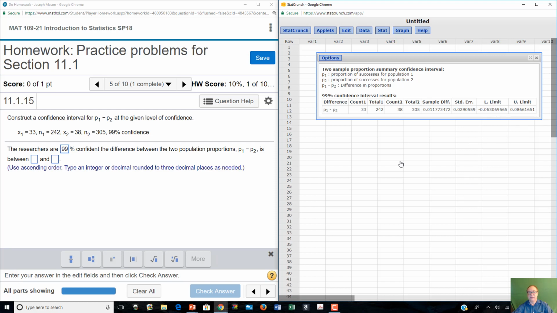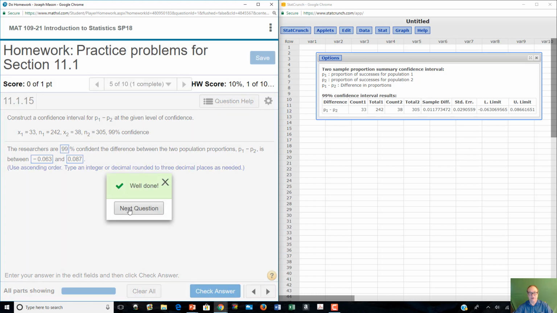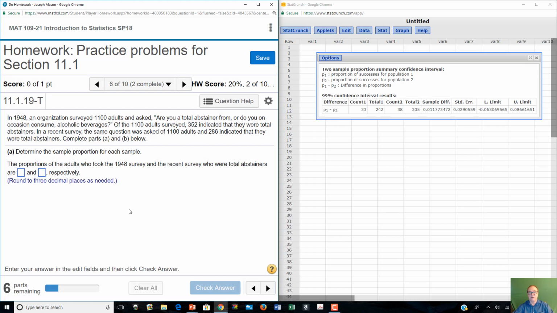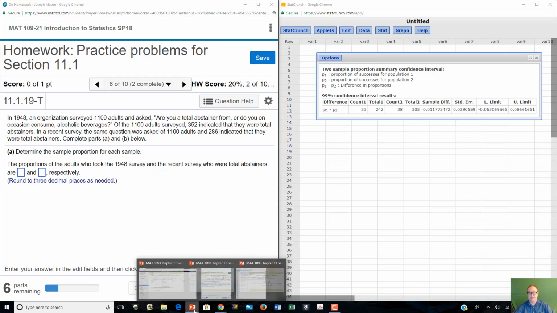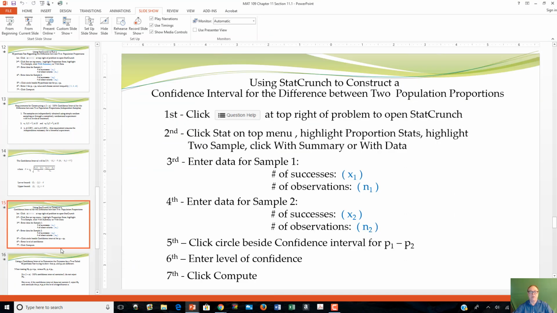Lower limit, upper limit. So, how many decimals? 3 decimal places. So my lower limit would be negative 0.063. My upper limit would be 0.08687, 0.087. 3 decimal places. So I check my answer, we're good. And that took us through. So there's examples of using StatCrunch to get a confidence interval and to get a hypothesis test.